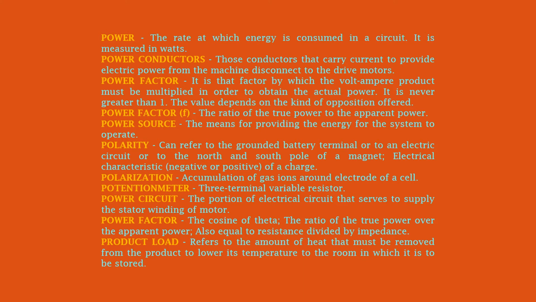Power factor. The cosine of theta. The ratio of the true power over the apparent power. Also equal to resistance divided by impedance. Product load. Refers to the amount of heat that must be removed from the product to lower its temperature to the room in which it is to be stored.